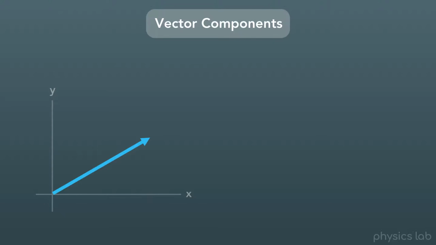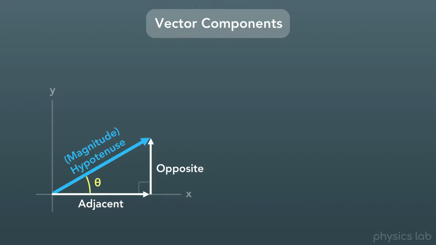So every vector and its two components form a right triangle, where the magnitude of the vector is the length of the hypotenuse. In order to find the lengths of the other two sides, which are the components, we need to be given an angle. If this was the angle, then we would label the adjacent and opposite sides like this. And if we were given the other angle, the opposite and adjacent sides would just be flipped. But we're going to use the first angle.